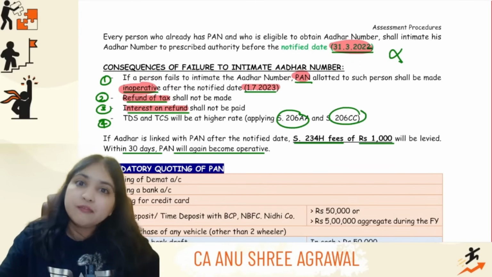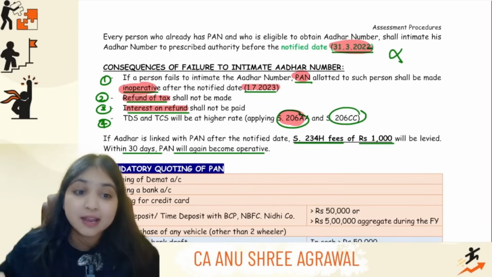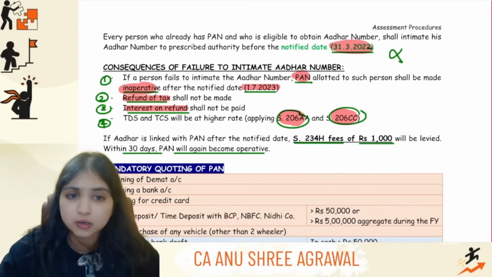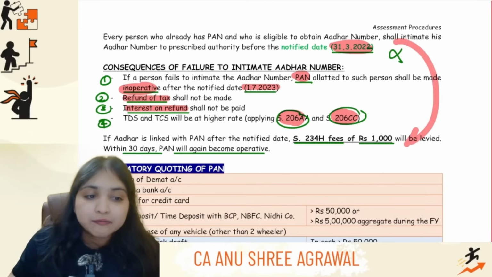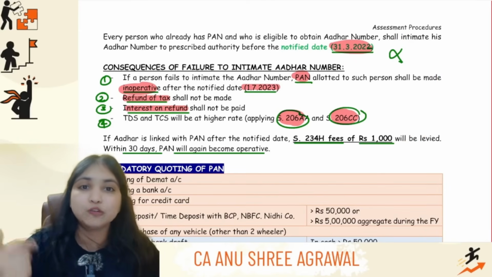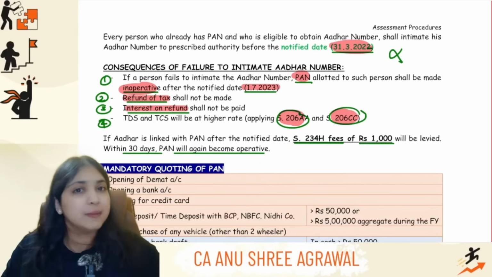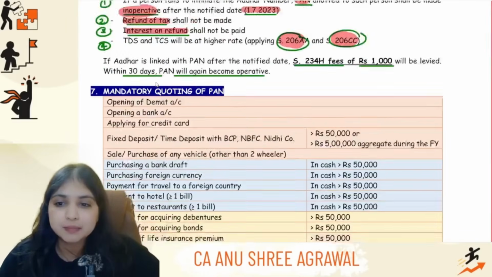If no PAN, TDS higher rate will apply 206AA. TCS higher rate will apply 206CC. Okay, so you are having 4 consequences. Now today, if you go and interlink your PAN with your Aadhaar, if you interlink after this date, then in that case you'll have to pay 234H fees of 1000 rupees, and within 30 days your PAN will become operative again. Okay, then comes our next concept, concept number 11.